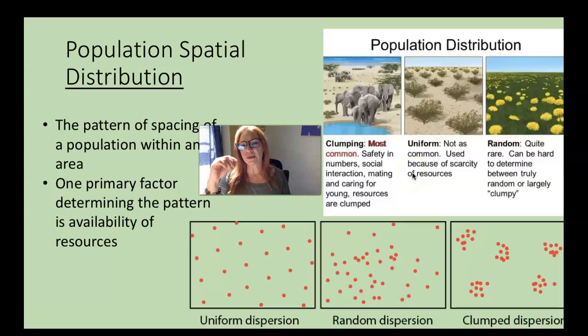And the resources are really what this is all based on. Where is the food? Where are the nutrients? Where are the mates? Where is the space? How do we avoid predators? That's how population distribution is determined, okay?